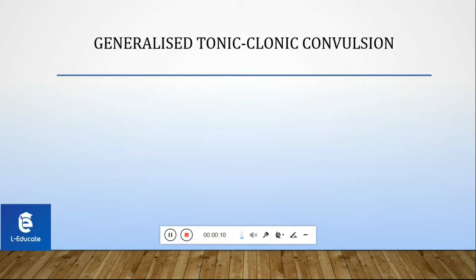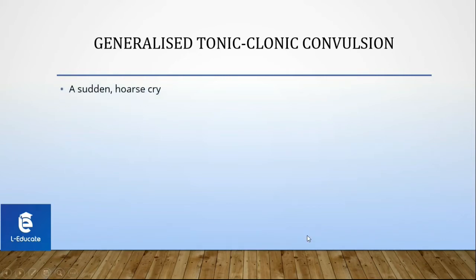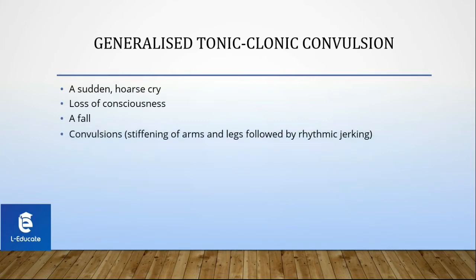Now let's talk about generalized convulsion, the one that we usually recognize as epilepsy. Generalized tonic-clonic convulsion is usually heralded. It starts with a sudden hoarse, loud cry, which is actually a result of the sudden contraction of the diaphragm. This is usually followed by loss of consciousness and a fall. After the fall, the convulsion starts.